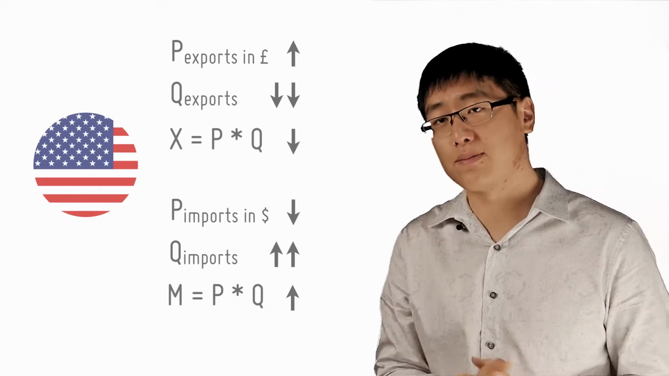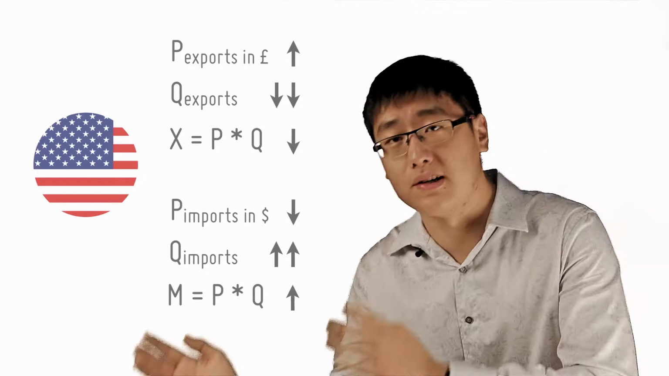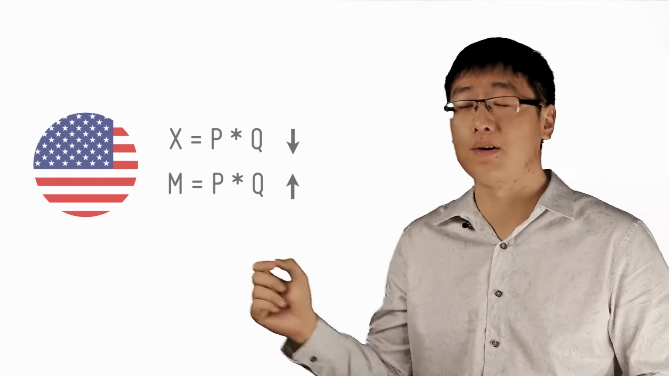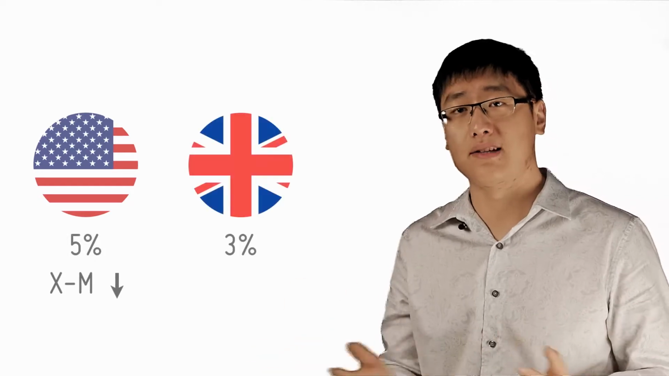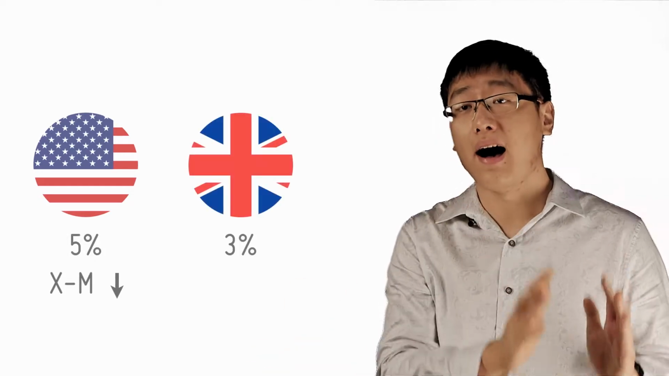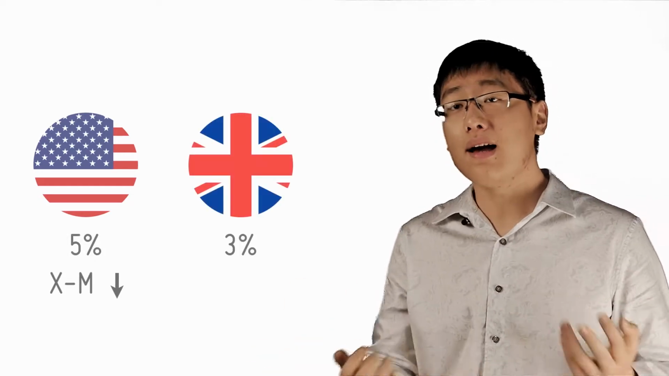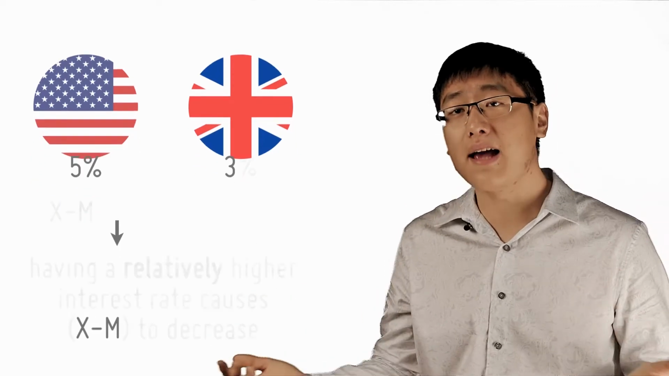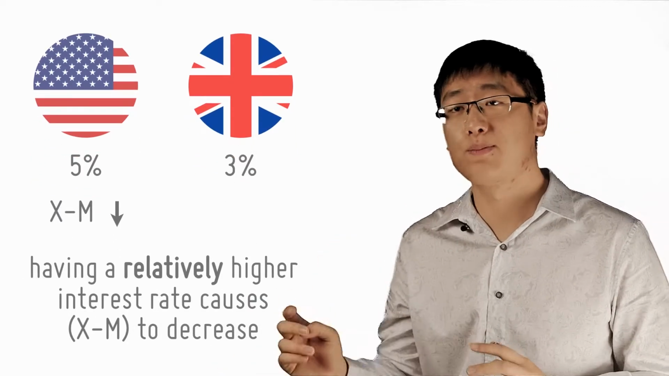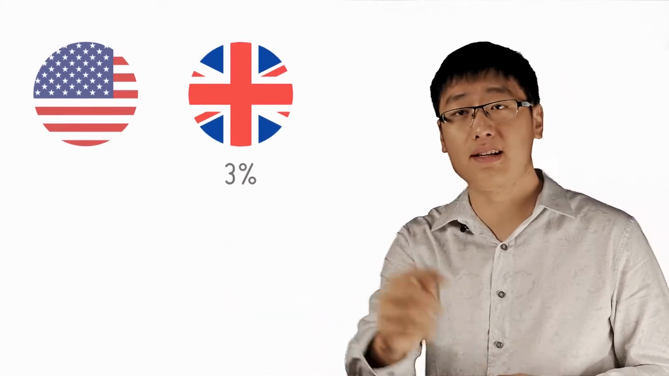If the value of your exports decreases and the value of your imports increases, this worsens your net exports, which is X minus M. And all this happens when America's interest rate is relatively higher than that of the UK. In other words, when your interest rates are relatively higher than those of other countries, your net exports would decrease. Now let's think about the other scenario.